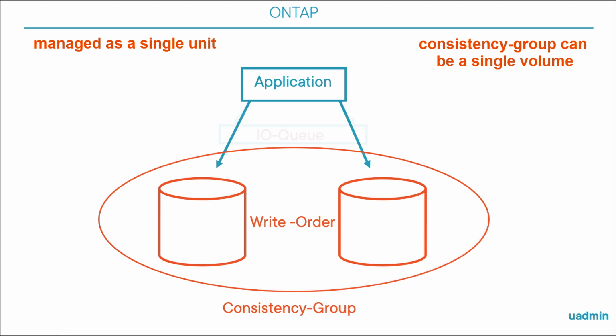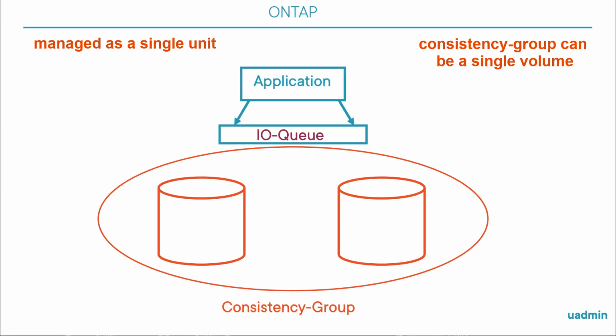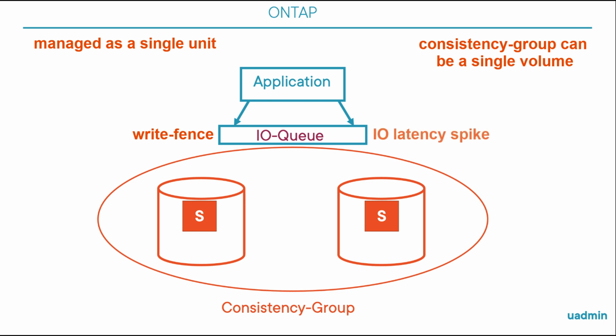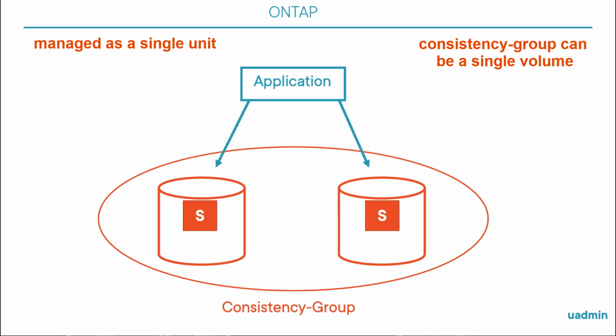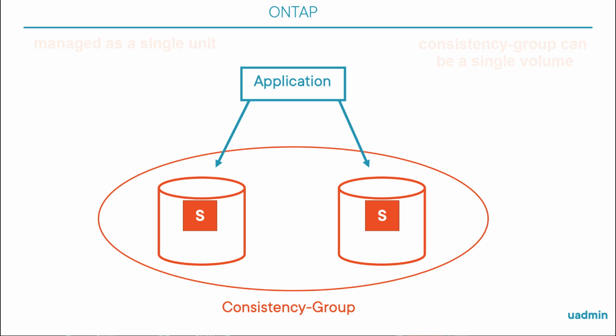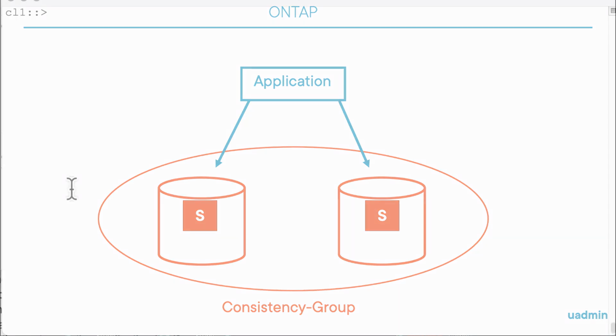The way this works is that before a snapshot of, for example, 2 volumes is taken, ONTAP will set up a write fence, which will build an I/O queue, which will be released again only after the snapshot on all the volumes has been taken. So yes, there will be a temporary I/O latency spike, but at least your snapshots will be consistent across volumes. Now there's a lot more to be said about consistency groups, but let's just start with this simple demo.